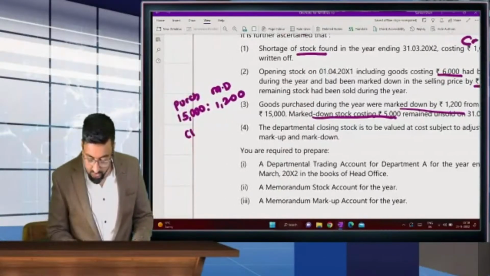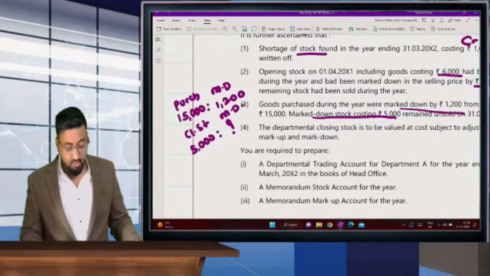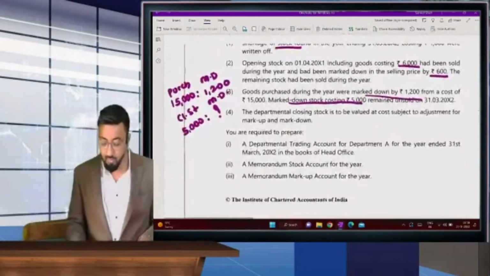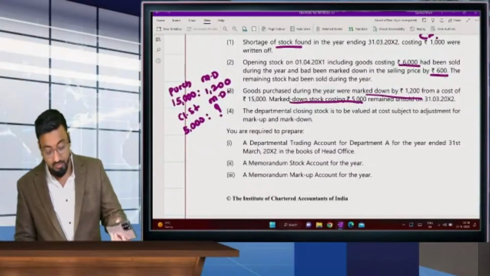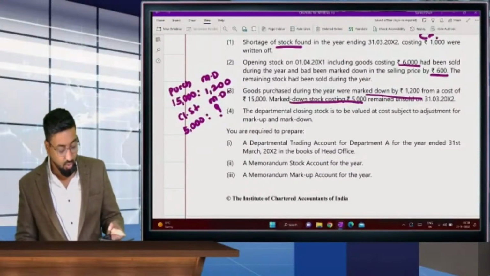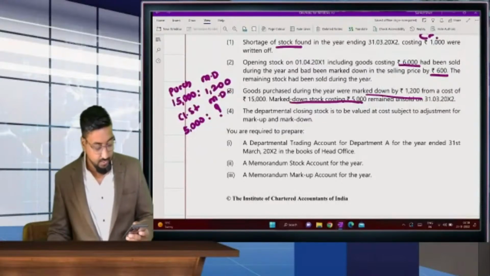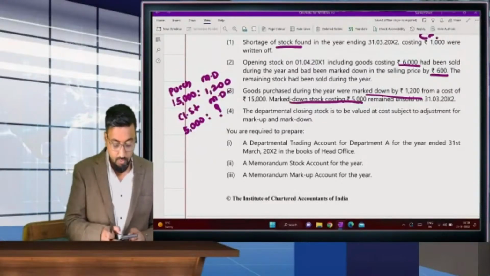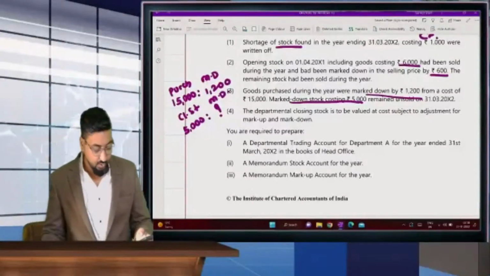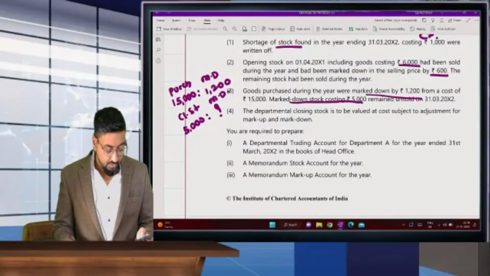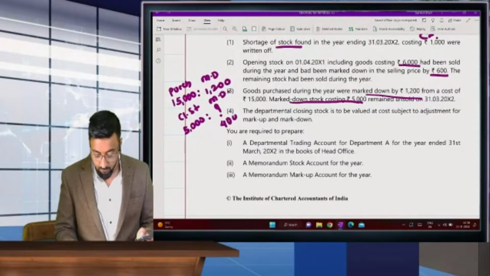My closing stock, now I am left with 5,000 closing stock. So what is the markdown in my closing stock? Okay, so what is the markdown beta? Can you tell me? Cross multiplication. Can you tell me in the comment section? What is the answer of closing stock markdown? So in 15,000 you are left with 1,200. So in 5,000 can you tell me the answer? Yes, very good. Mohammad Aslam has given the answer: 400 rupees.